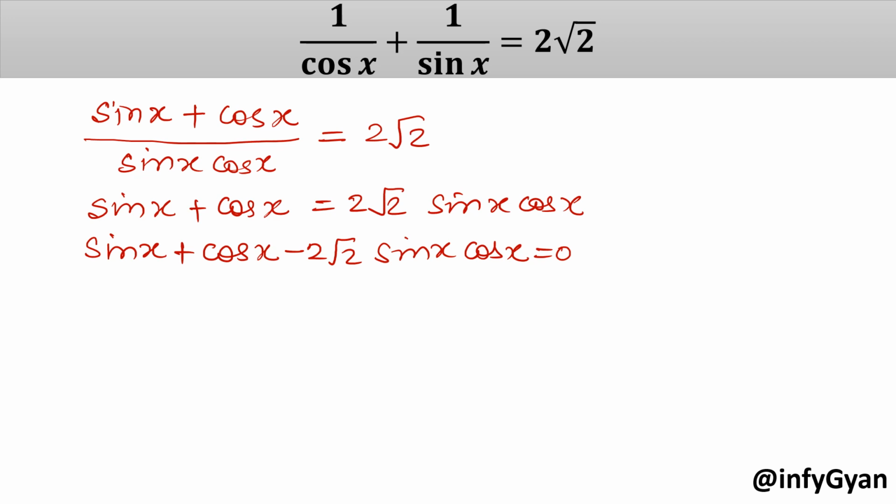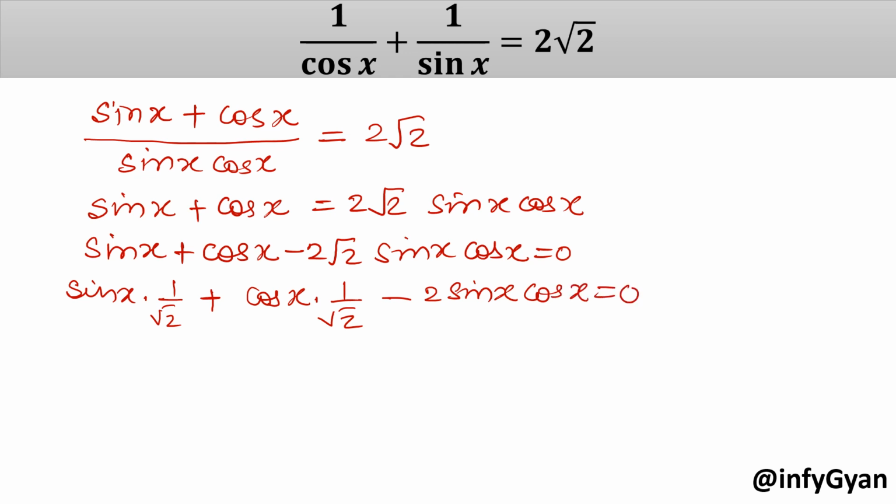Now divide this whole equation by root 2. So let me divide each term by root 2. So this will be sin x times 1 over root 2 plus cos x times 1 over root 2 minus 2 sin x cos x. Root 2 will be cancelled out because we are dividing this whole equation by root 2.